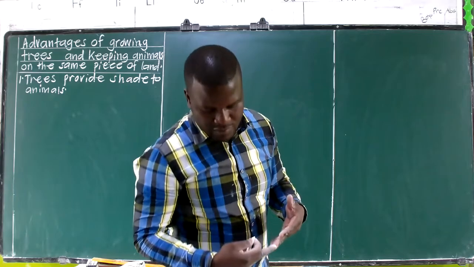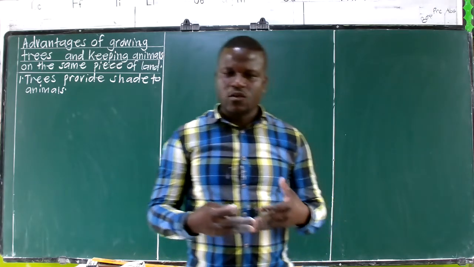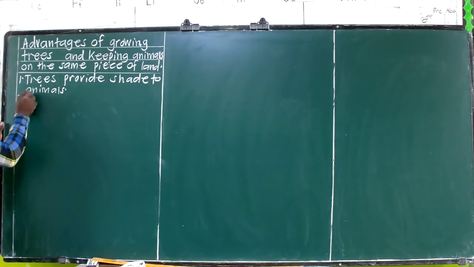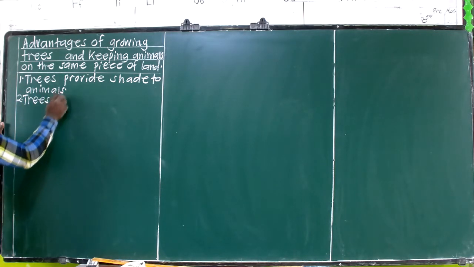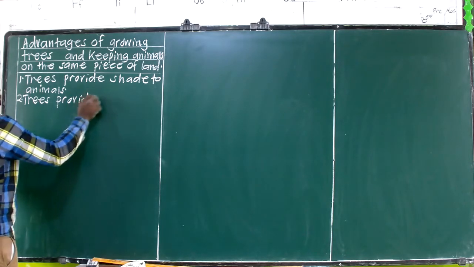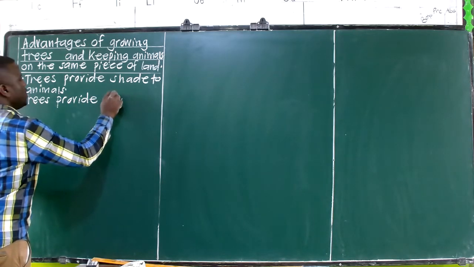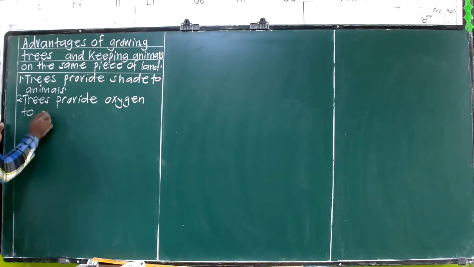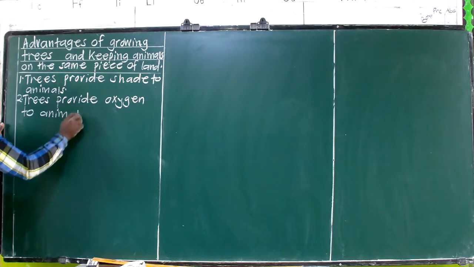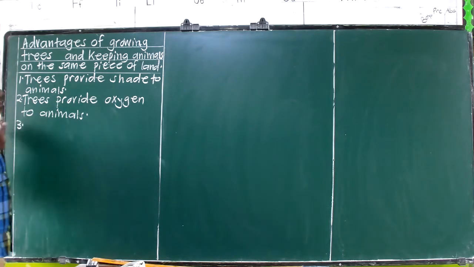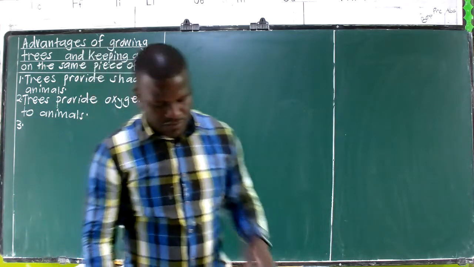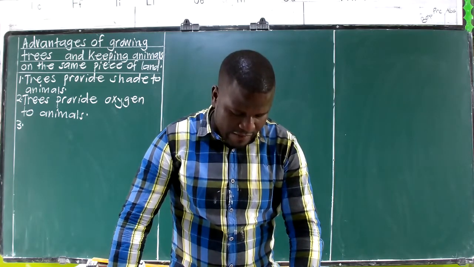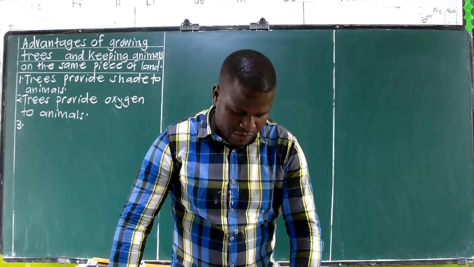Then trees will provide oxygen to animals. Trees provide oxygen to animals. Animals need oxygen to carry out respiration. Where do they get oxygen? They get oxygen from trees. Then trees purify the environment by absorbing carbon dioxide.